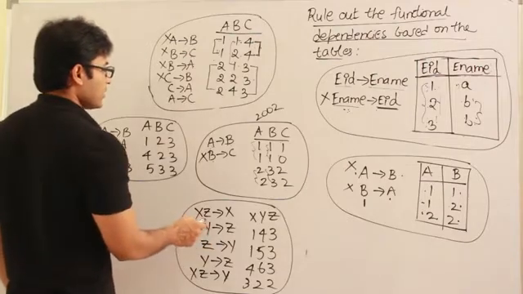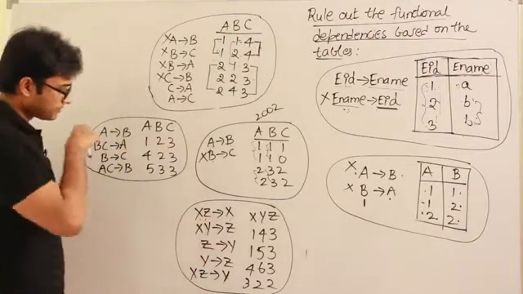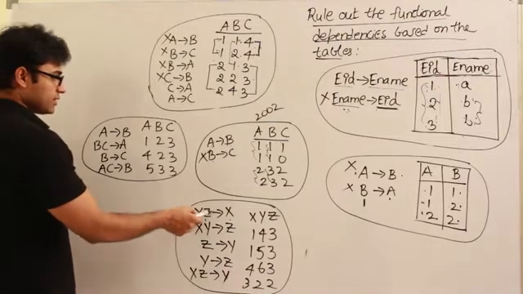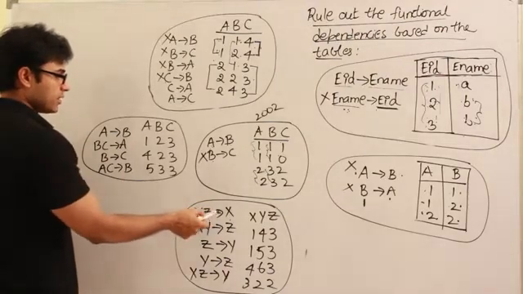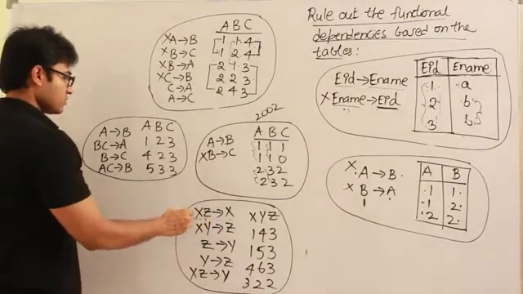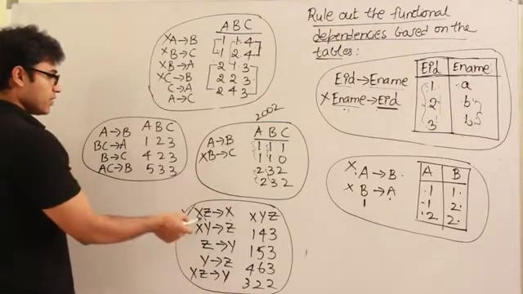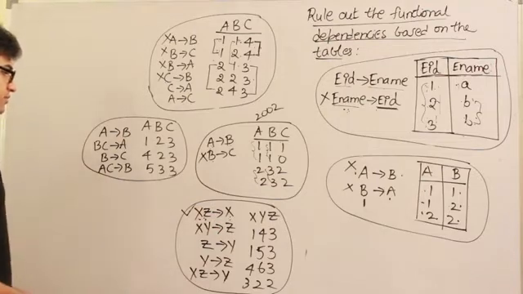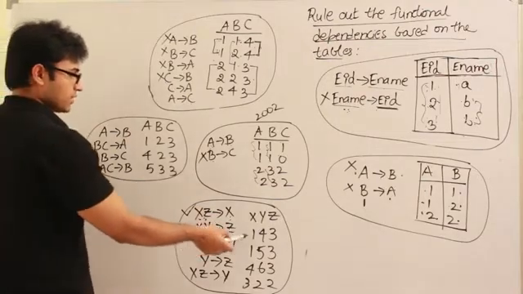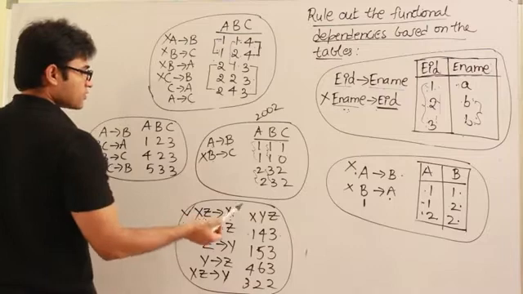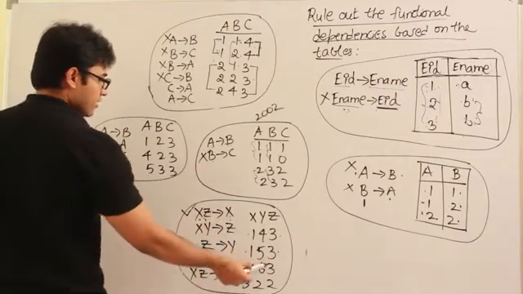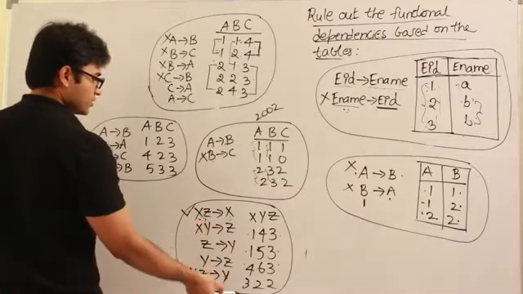X, z, you are supposed to get x, right? Given a value of x and z, you are supposed to get a unique value of x, obviously, because it is a trivial dependency, isn't it? So a trivial dependency always holds whatever it is, because if you give a value of x and z, you will always be able to get a value of x. If you give the value of x and z as 1, 3, what is the value of x? 1. If you give the value of x and z as 4, 3, the value of x is 4.